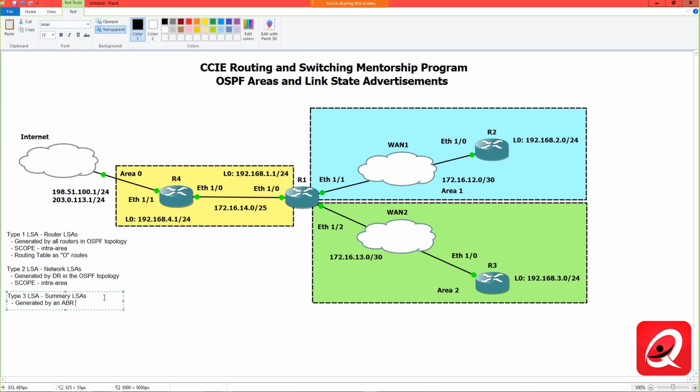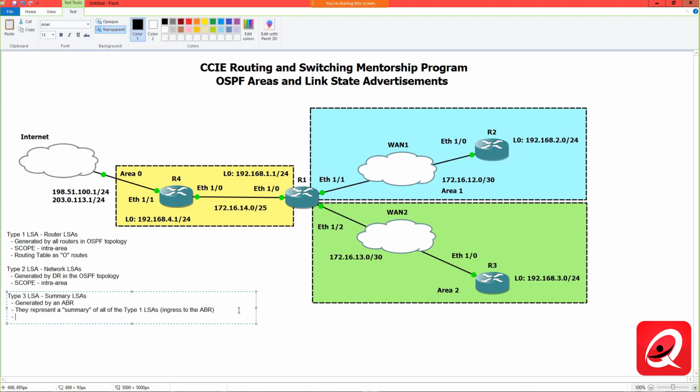So let me see how I want to say that. Generated by an ABR, and they represent, and I'll put it in quotes here, a summary of all of the Type 1 LSAs on the ingress to the ABR from an area. I'm trying to think about if there's a better way to say that, but I think you guys understand what I'm trying to say here. So if I've got a bunch of Type 1 LSAs in area 0, those LSAs are going to be represented as Type 3 LSAs when they move into area 2 and area 3.